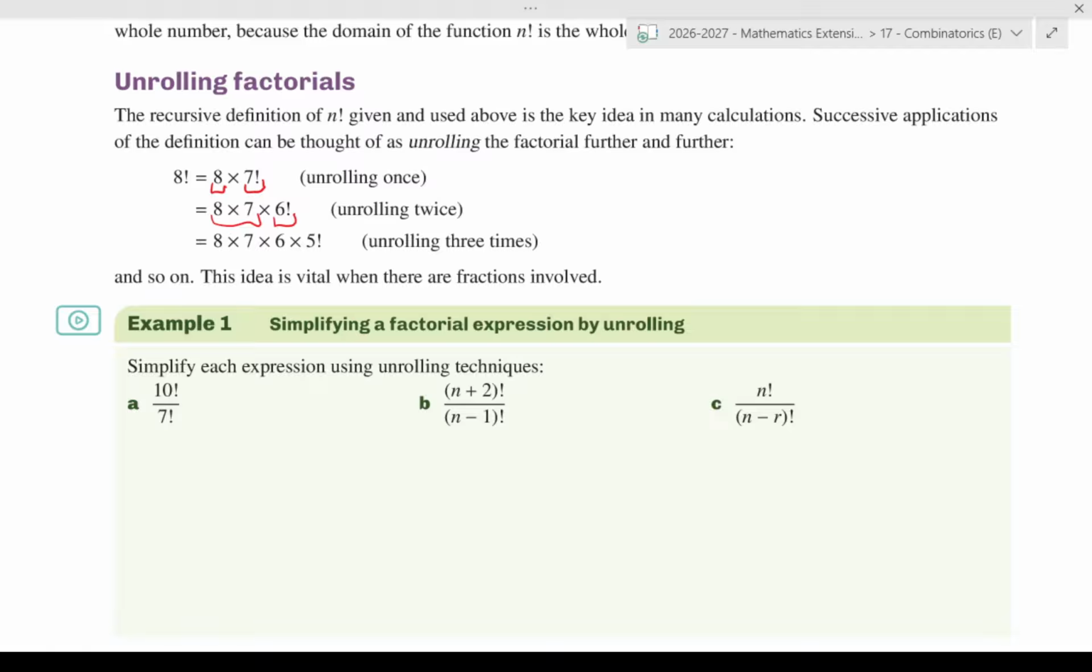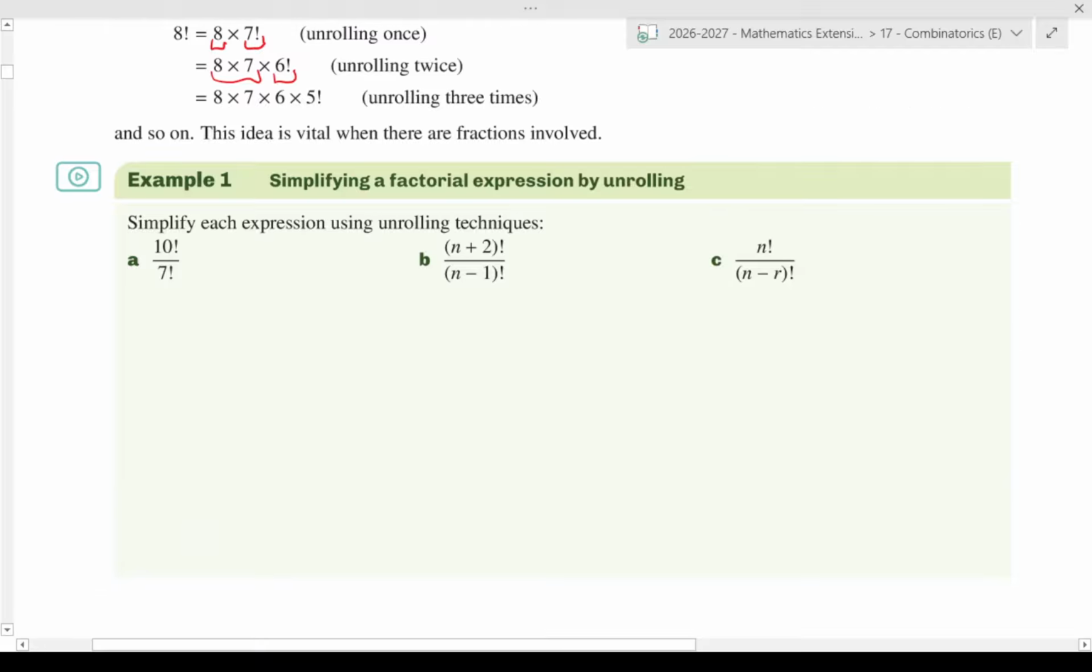So let's have a look at this first example. We've got 10 factorial divided by 7 factorial. Now, the good thing we know is if we had 7 over 7, they would cancel down. You'd get 1 over 1. Okay, so the whole thing is just simplifying fractions. So if we had 7 factorial over 7 factorial, that would also equal 1 over 1.